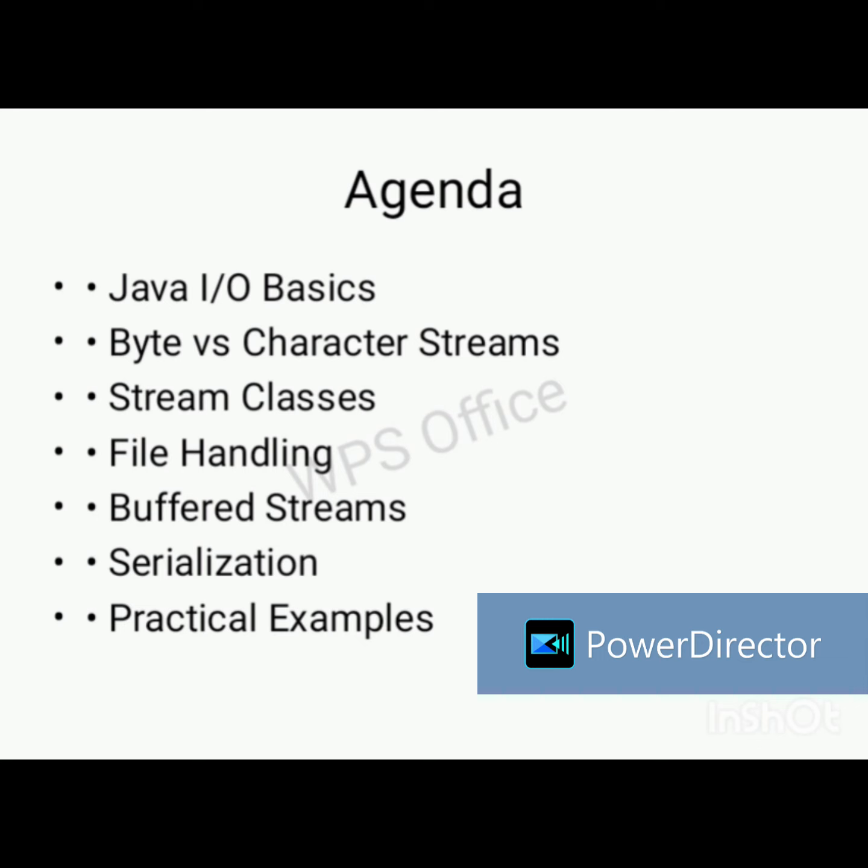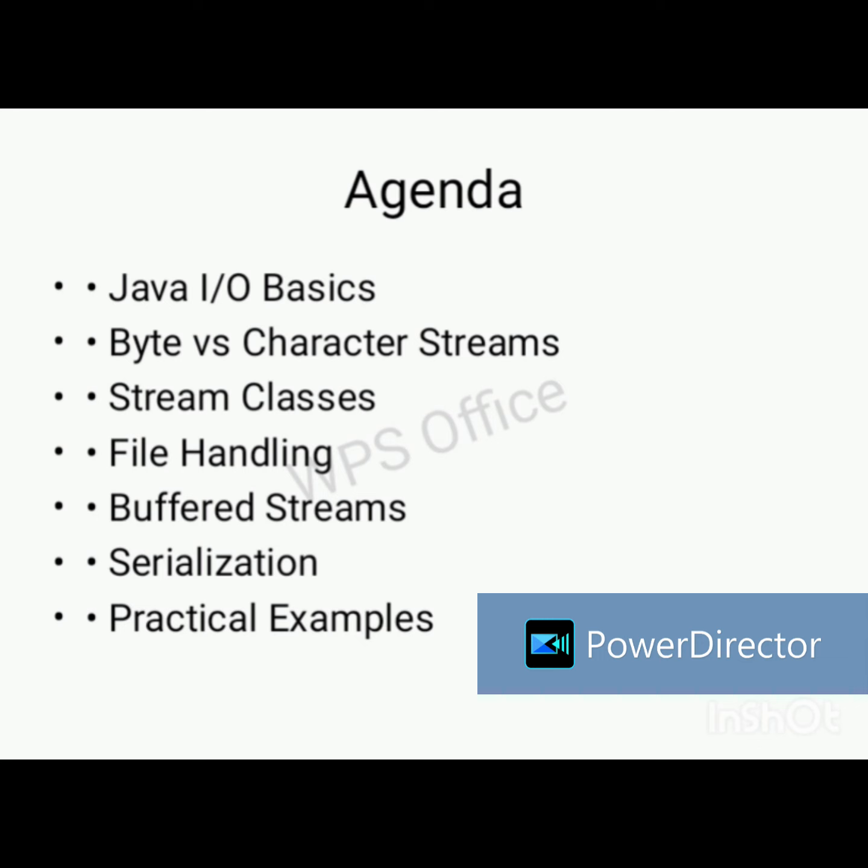Third one, stream classes. This includes an overview of input stream, output stream, reader, and writer classes, along with their common subclasses. Each of those plays a specific role in input and output operations. Fourth one, file handling. We will dive into the file class and how Java enables us to create, read, write, and delete files or directories.